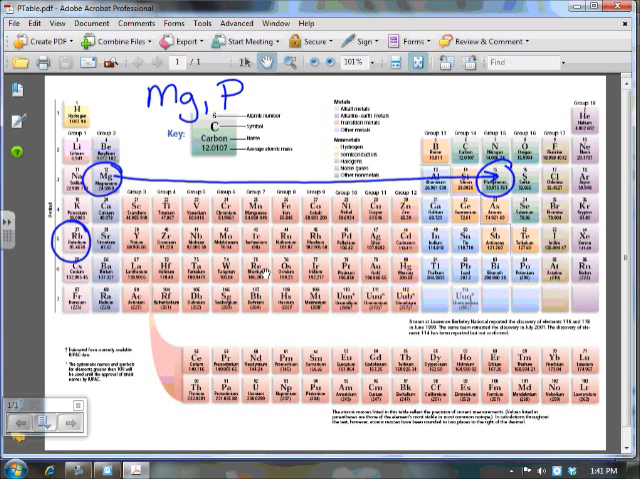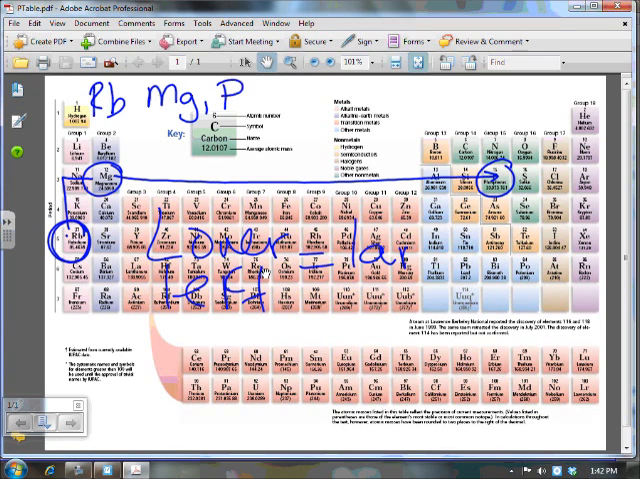And then we've got rubidium compared to magnesium. Well, rubidium is lower, and it's to the left. So it's lower, which means bigger, and it's to the left. So in both cases, it's larger. So lower, left, equals larger. Okay. And so that gives us a comparison.